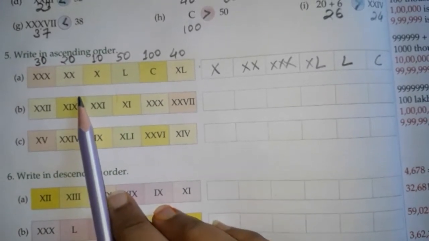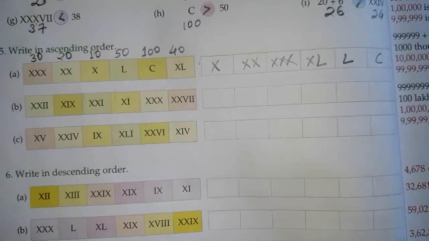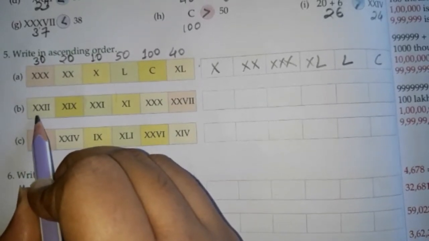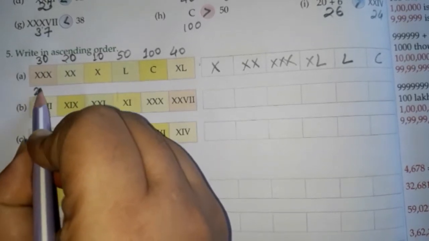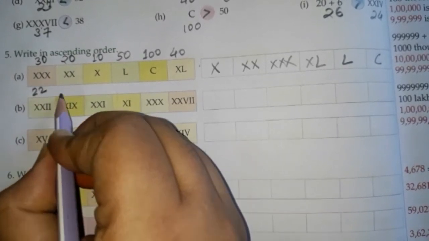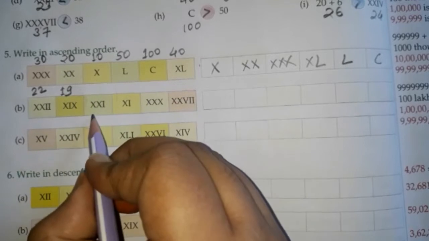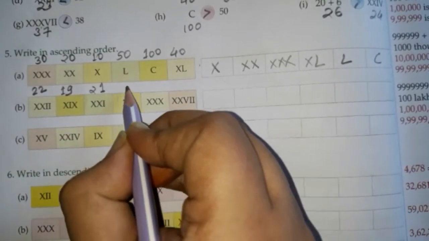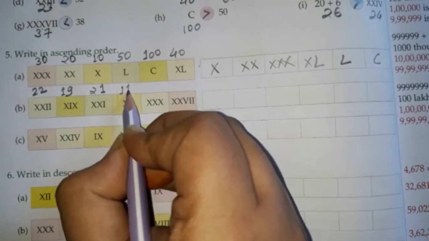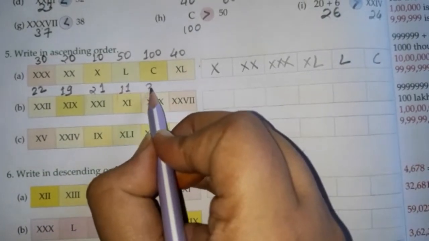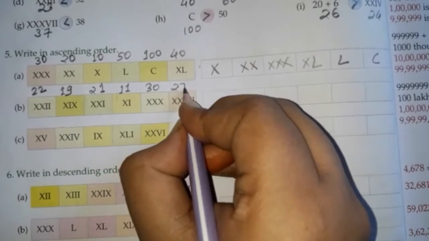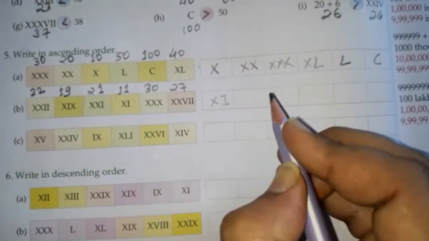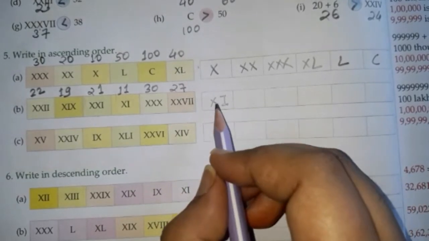We have just converted for making it easier for us to understand. Next is converted in Roman numerals, that is 22. It is 19. It is 21. It is 11. It is 30 and it is 27. Now which one is smaller? XI. Greater than XI is?